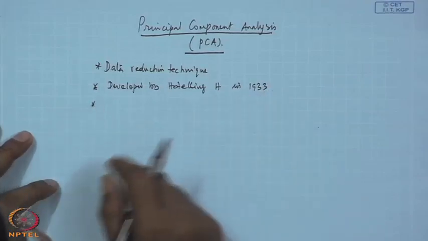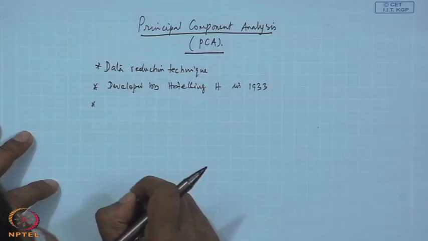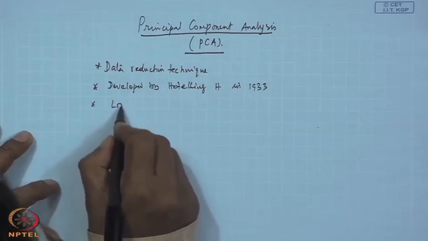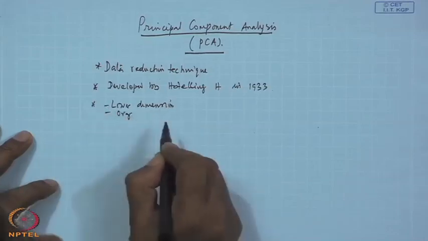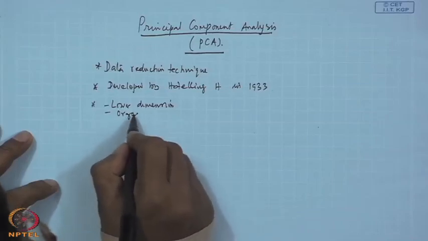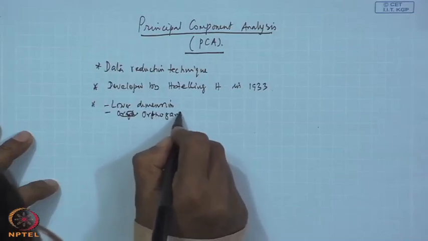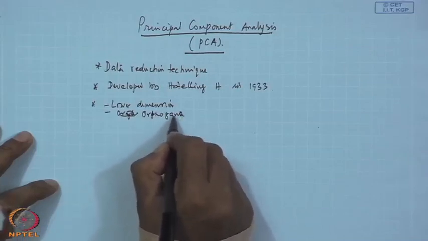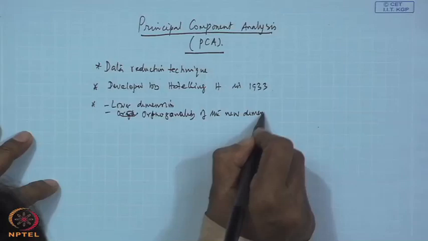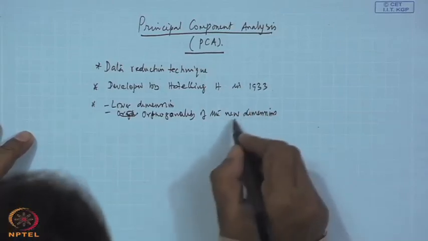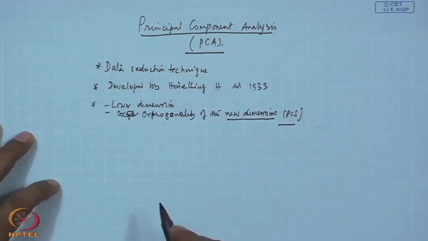The data reduction is done with two perspectives in mind. One is lower dimension, second one is orthogonality of the new dimensions. These new or transformed dimensions are basically PCs, principal components.